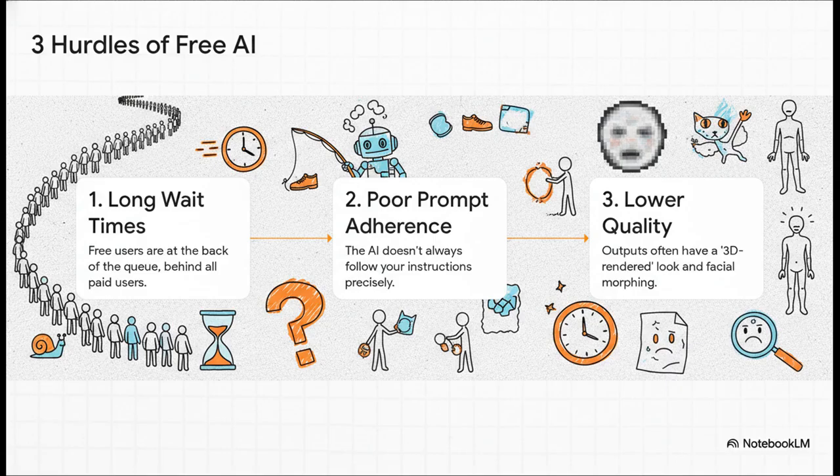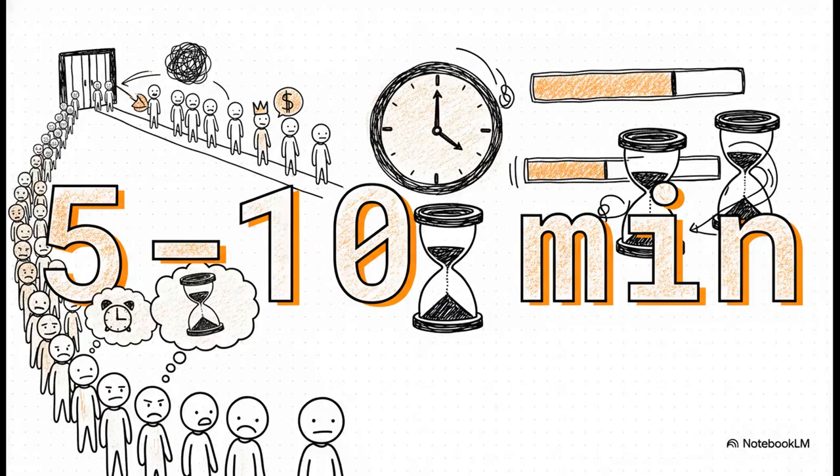There are 3 major hurdles you are absolutely going to face with any free generator. First, long wait times. Second, poor prompt adherence. That means the AI doesn't always do what you tell it to. And third, a noticeably lower quality output compared to what paid users get. And that wait time is no joke. As a free user, you're always at the back of the line, right behind all the paying customers.